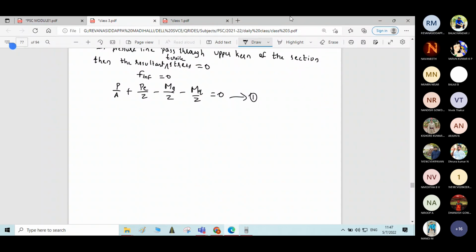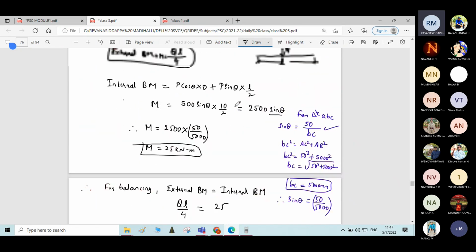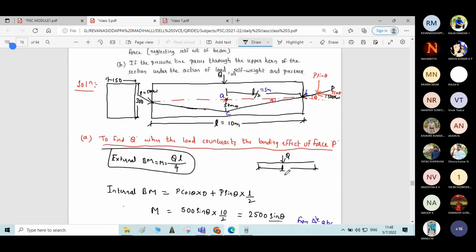Calculate all the required parameters and substitute in this equation. You will get the moment due to live load. Knowing the moment due to live load, you can calculate the concentrated force Q.